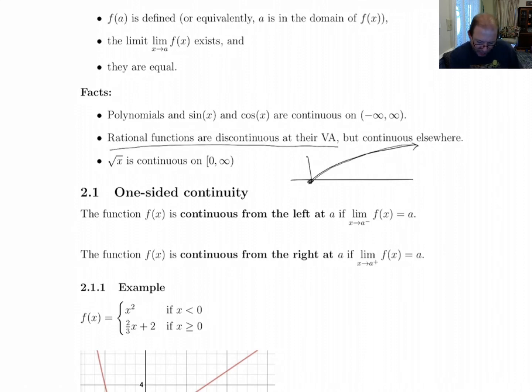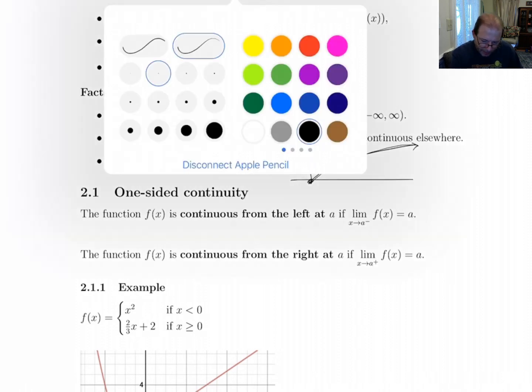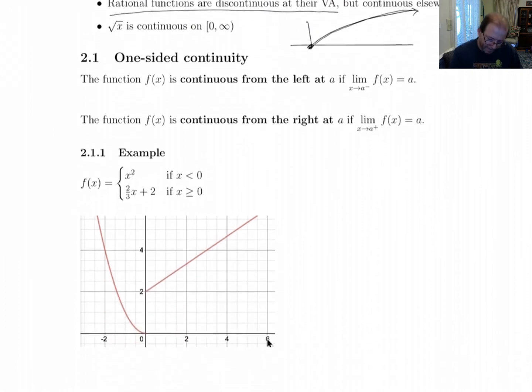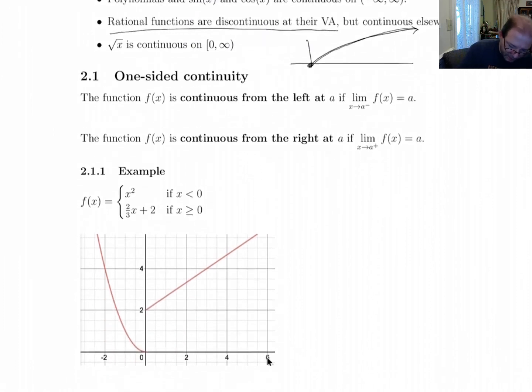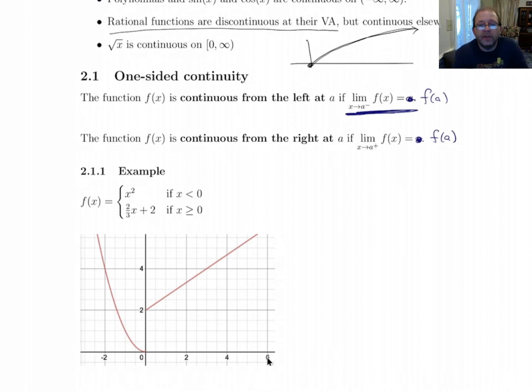That kind of brings up the idea of one-sided continuity. Let's look at that. This isn't going to come up a lot, but you should be familiar with it. A function's continuous from the left if the left-sided limit satisfies this. And this is a typo. This should say f of a, not just a. So it's continuous from the left if the left-sided limit is equal to f of a, and it's continuous from the right if the right-handed limit is equal to f of a.